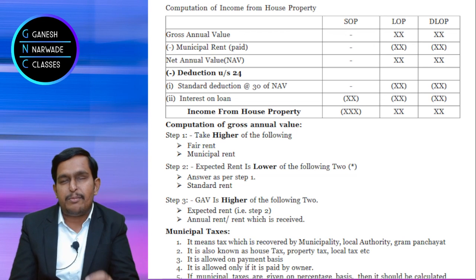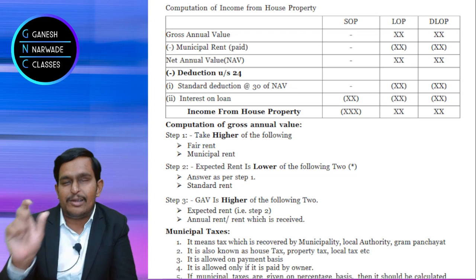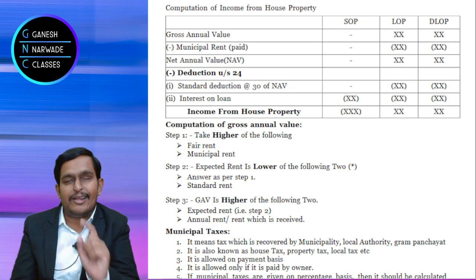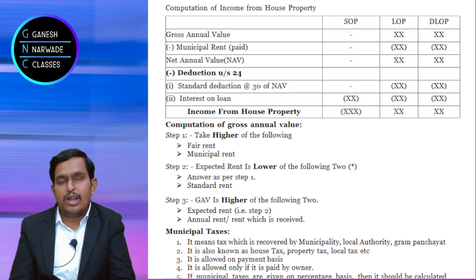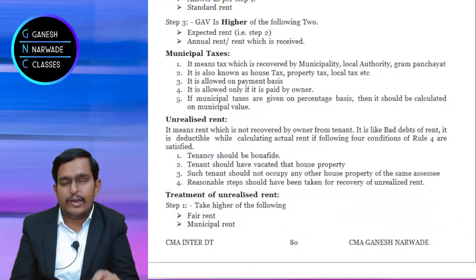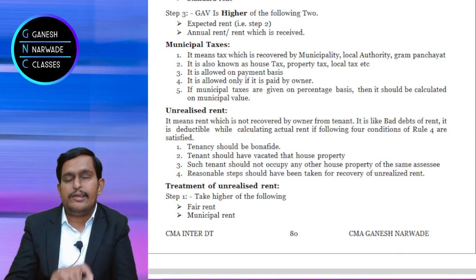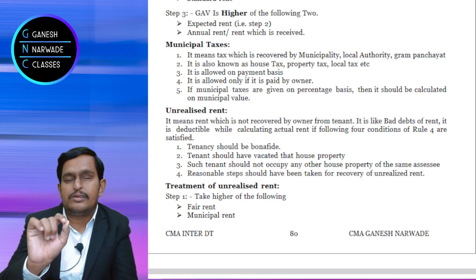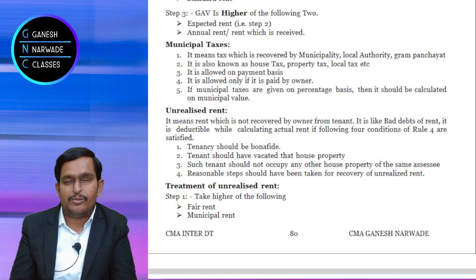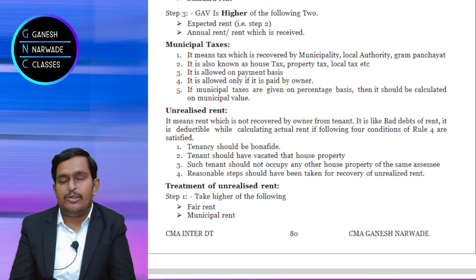You paid municipal tax for 23-24, so we can say it is advance municipal tax. It will not be allowed when you paid, that is in 22-23, but will be allowed in 23-24, the year to which it pertains. Okay, I feel you understood.